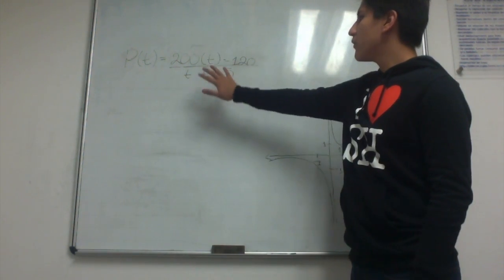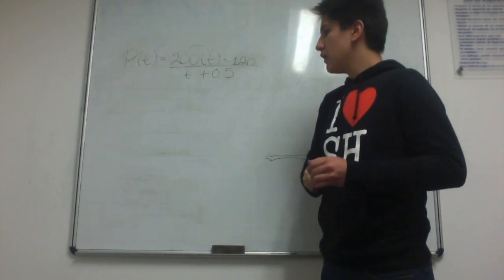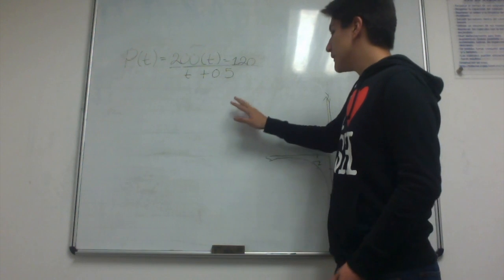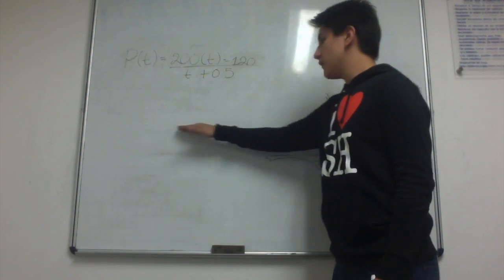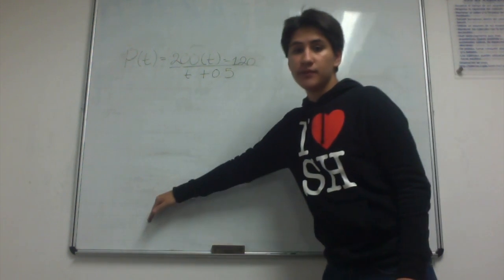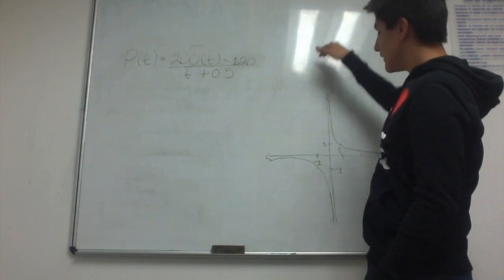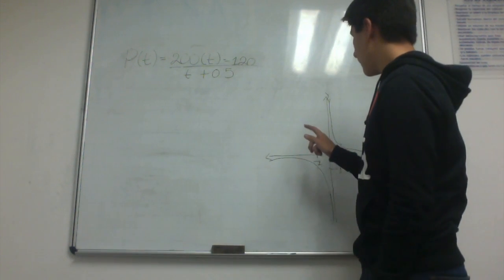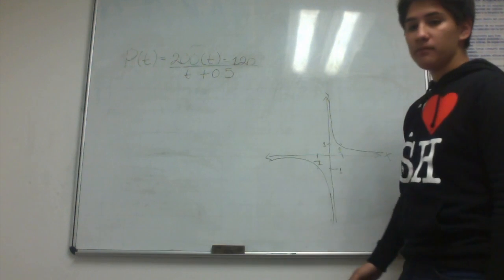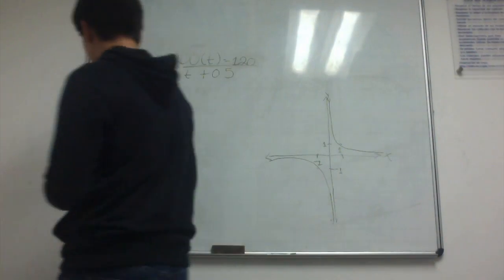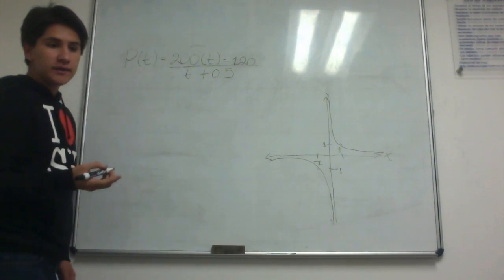So here we have our rational function. From here, we're going to get a vertical asymptote, a horizontal asymptote, possibly a slant asymptote, and if there are some, intercepts in the axis. We're going to start finding the domain.